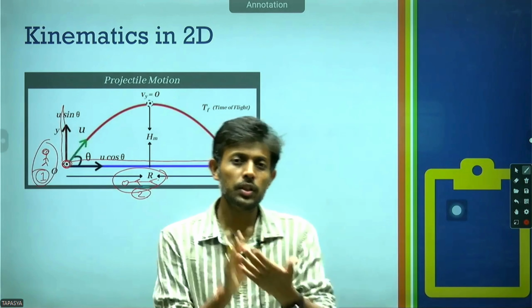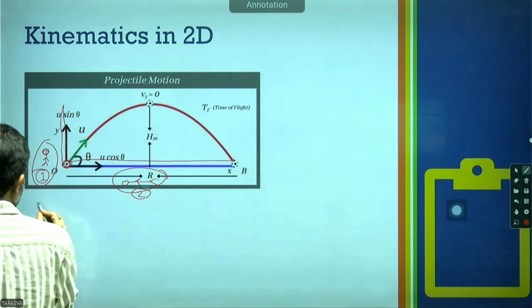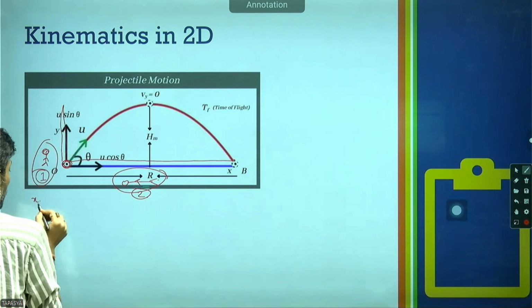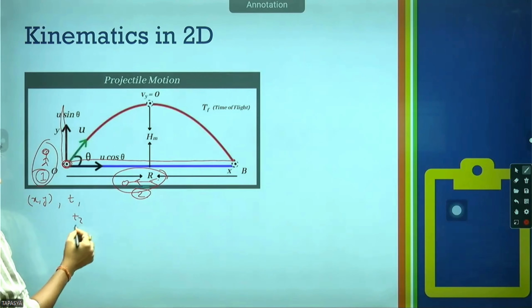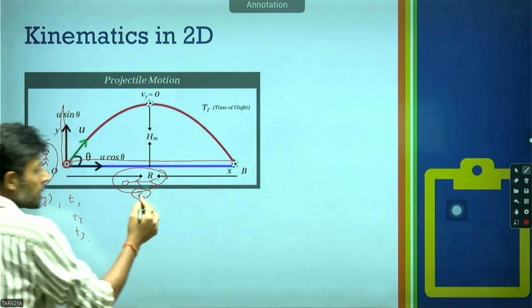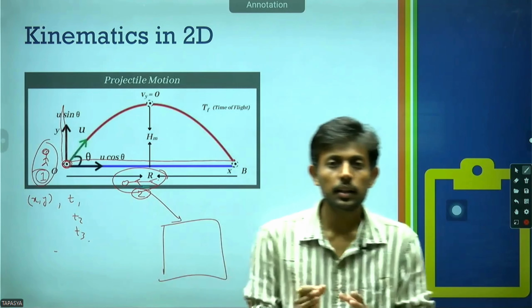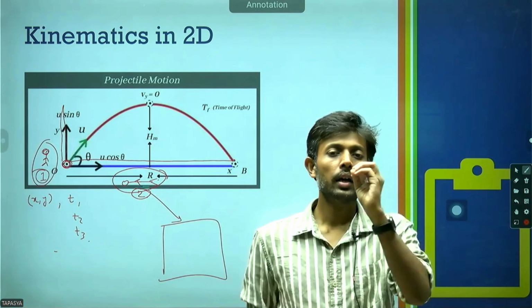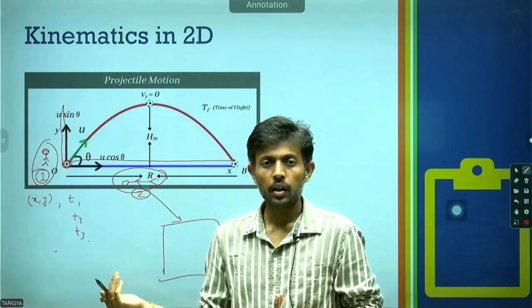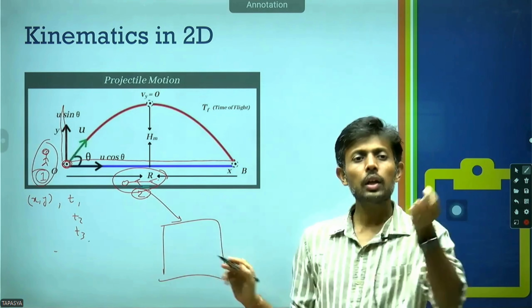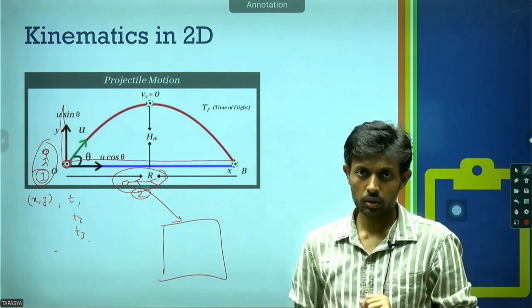So let's say both of these people, they jot down the data. Where is the object? What is the x and y coordinate of this object at a given time? t1, t2, t3, and so on. This person also jots down a similar data. When they come together, they pool their data. They would know exactly everything about this motion, okay? So if we know how to deal with one-dimensional motion, we also know how to deal with two-dimensional motion.